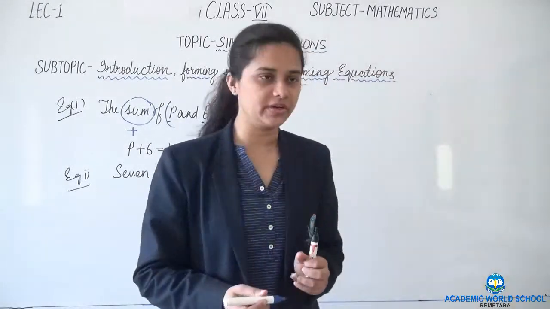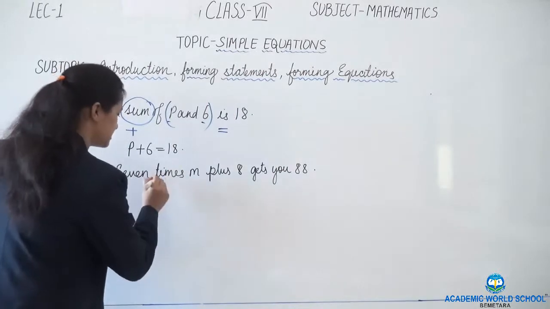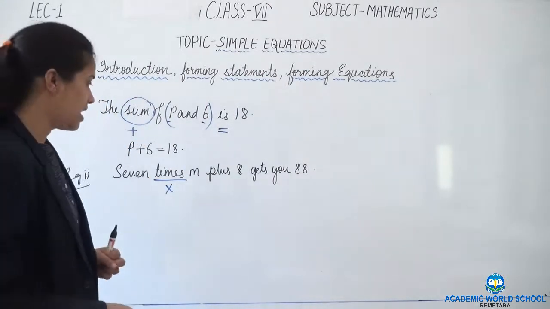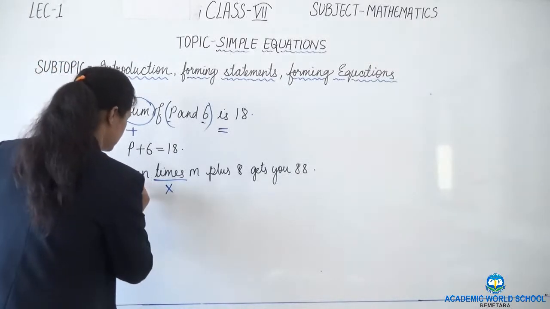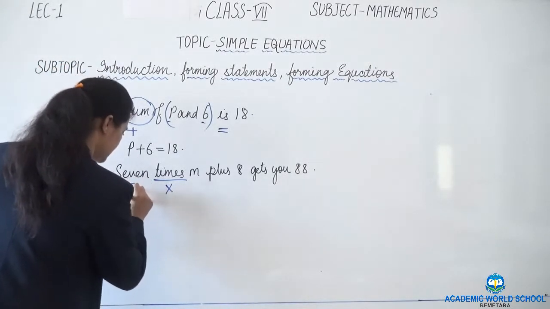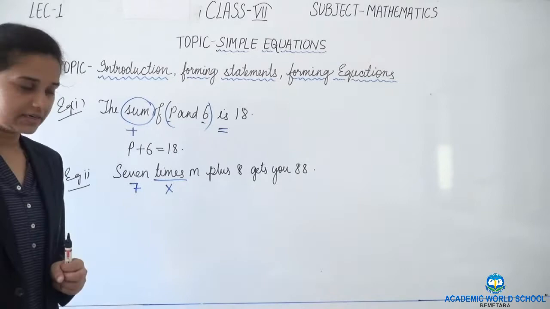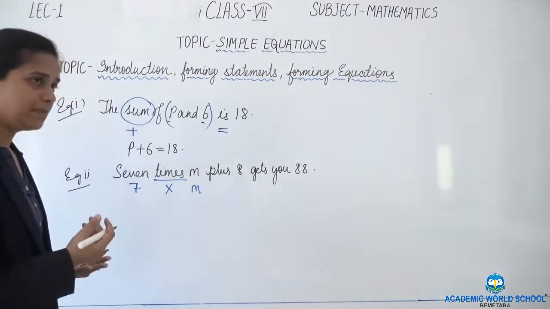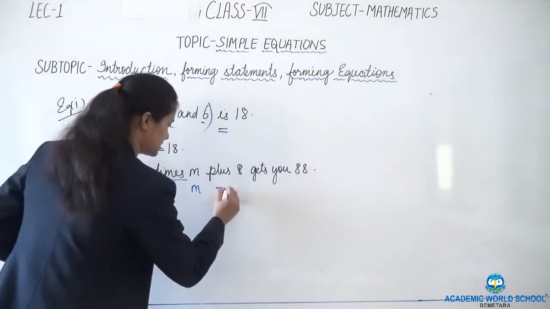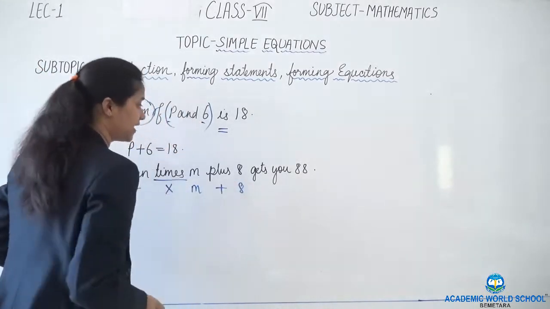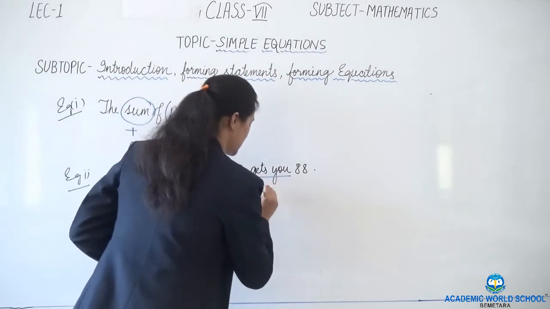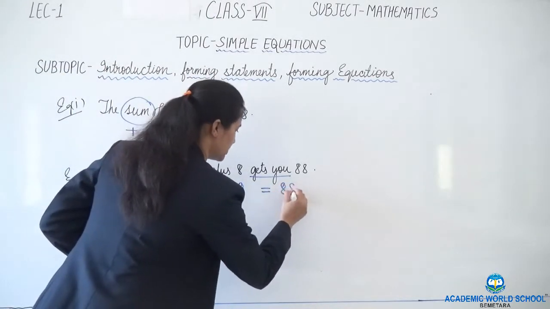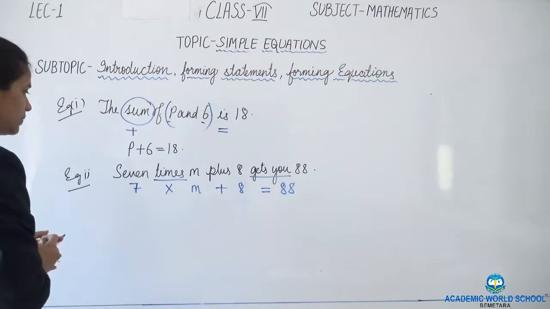Now we will decode it. How? Times means multiplication. 7 here means 7. Times means multiplication. M means m. Plus means obviously plus. 8 gets you. Gets you means equal to 88. So how did we do it?